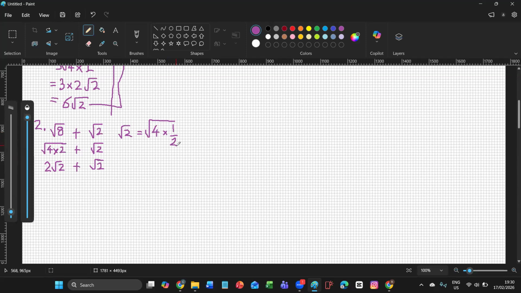Look at it carefully. Is it 4 times a half, or 4 times 2? Oh, yes, I thought you meant just the half only. No, no, no. Everything is under the square root sign.